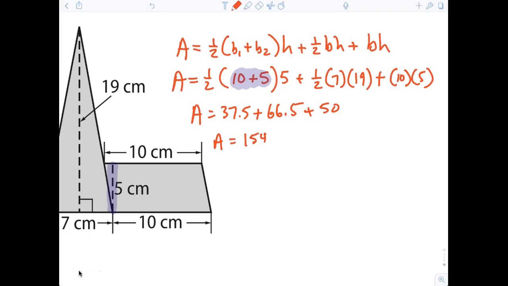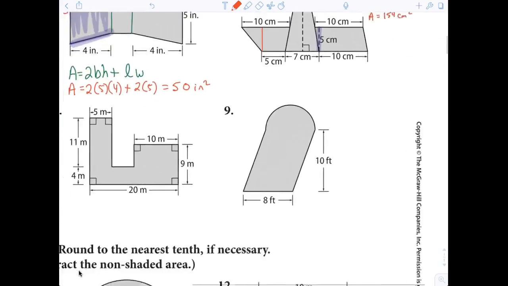Come on, guys. 154 centimeters squared. I'm not sure how you're making a mistake on that. I'm not sure how you can use a calculator and get that wrong. If you're using a calculator and get that wrong, you need to learn how to use your calculator. All right, let's go on to the next problem.